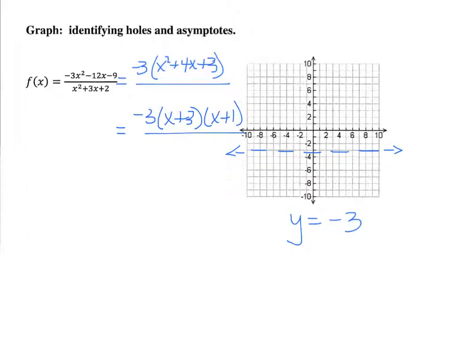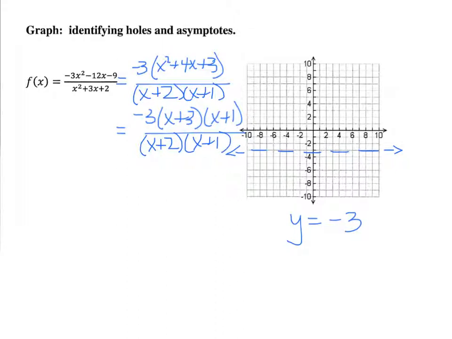Now the denominator. The denominator, x squared plus 3x plus 2. No GCF, just the Ma method. Using the Ma method, that is x plus 2 times x plus 1. And I'm going to rewrite it down here on my next line.